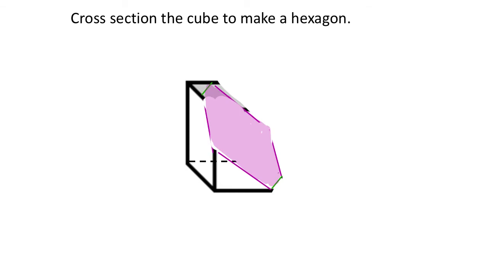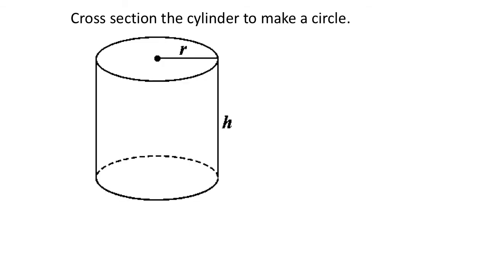Hexagon out of a cross-section through a cube. All right, let's start making some cross-sections in a cylinder, a cross-section of the cylinder to make a circle. Now remember, from cylinders, the top and bottom, the bases, are circles. So all I'm going to do is take my blade and slice it directly this way in half. Well, not really in half. It doesn't have to be in half.